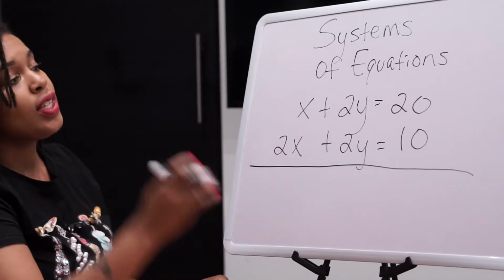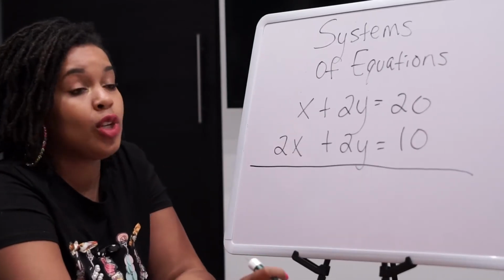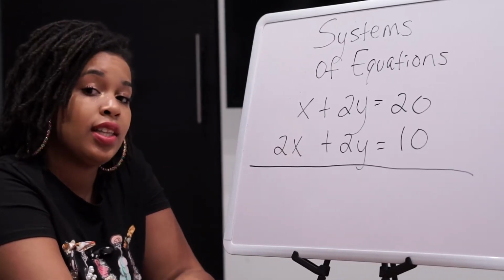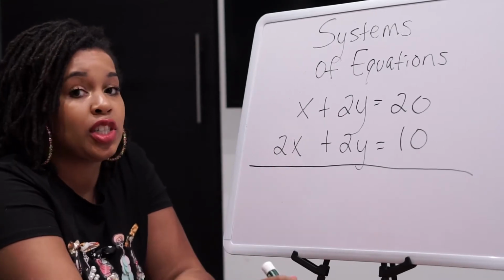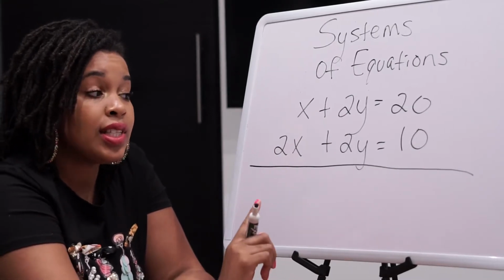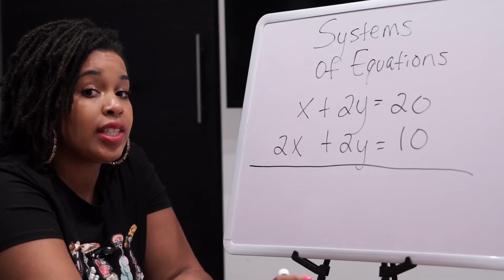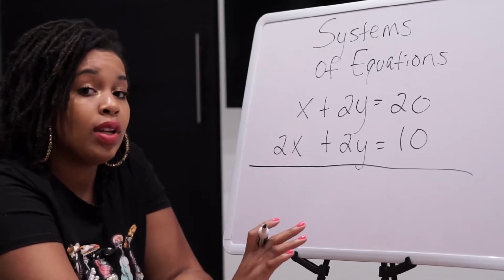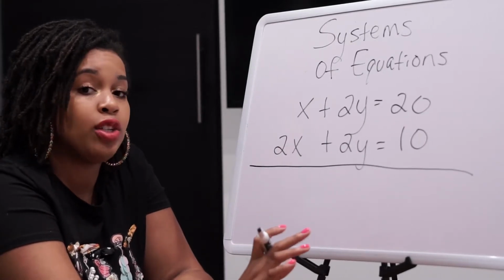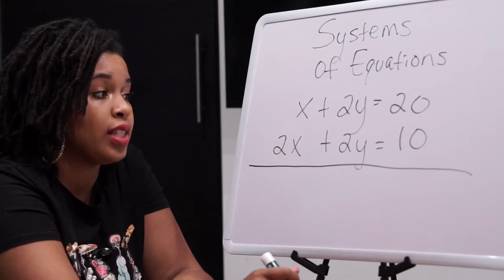All right, so this lesson is systems of equations. For the ACT and the SAT, these types of questions pop up often. Now this example is one of the easier examples, so I want you to follow along and then I'll show you how to do one that requires an additional step.